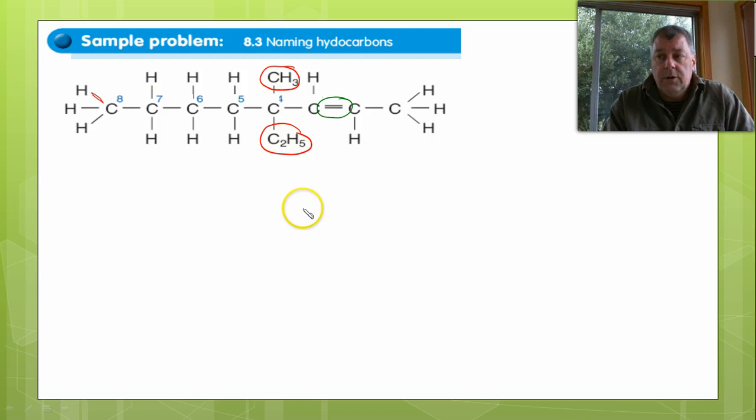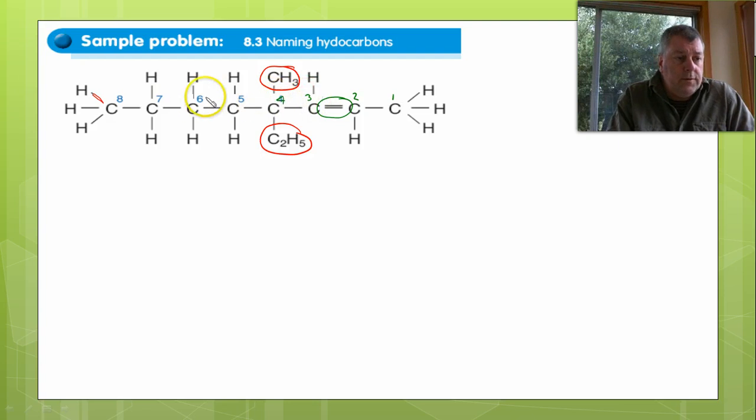Okay, so in this case we're going to have to number it from this end. There's some numbers here already, some have disappeared. We go 1, 2, 3, 4, 5, 6, 7, 8. Okay, because that's 1 carbon, that's going to be a methyl, and it's coming off number 4, so we're going to call that 4-methyl.